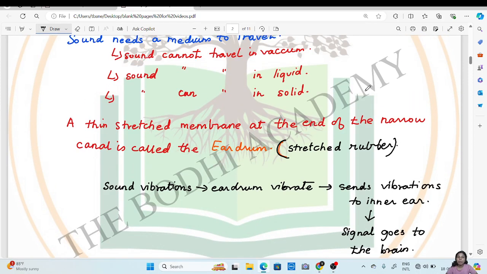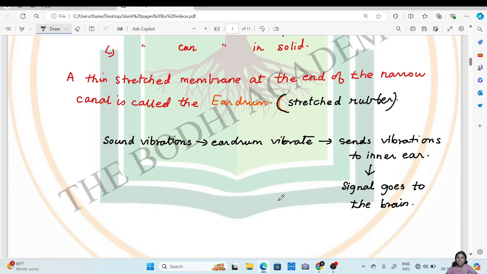Further, we learned about the eardrum. The eardrum is a thin stretched membrane at the end of the narrow canal. The eardrum is like a stretched rubber band. Say you have a balloon, you stretch it and spread it. That is how the eardrum is. So now, how do we hear these sounds?